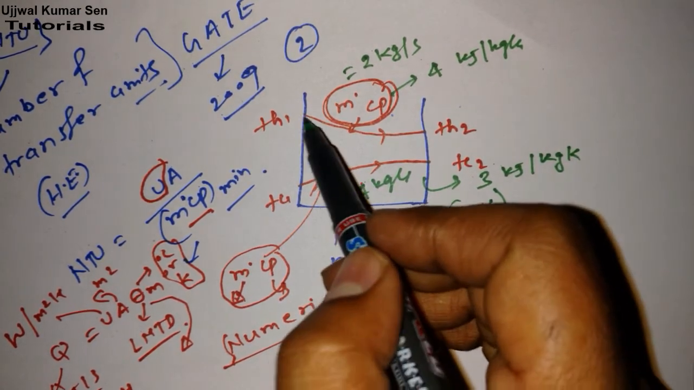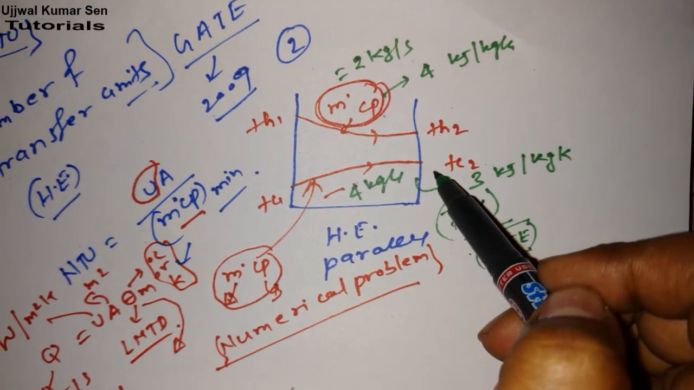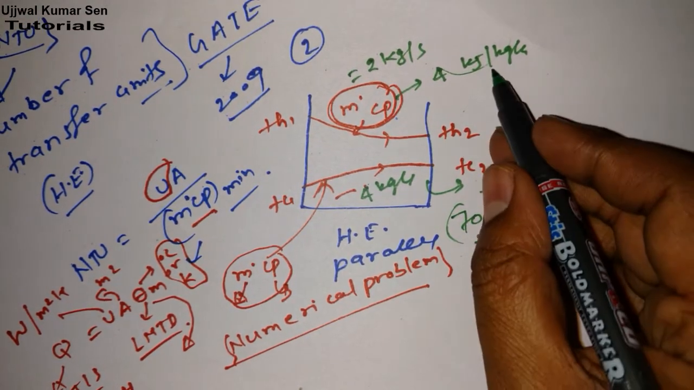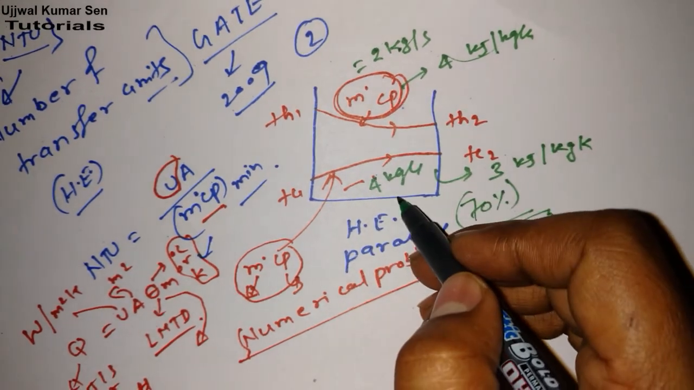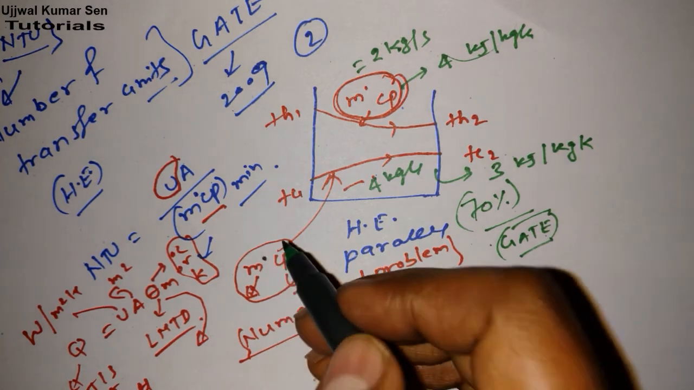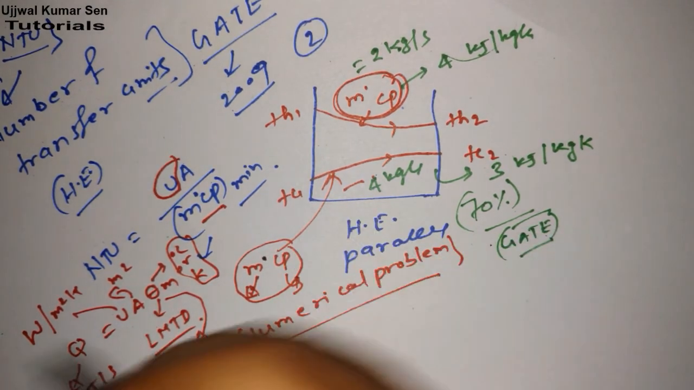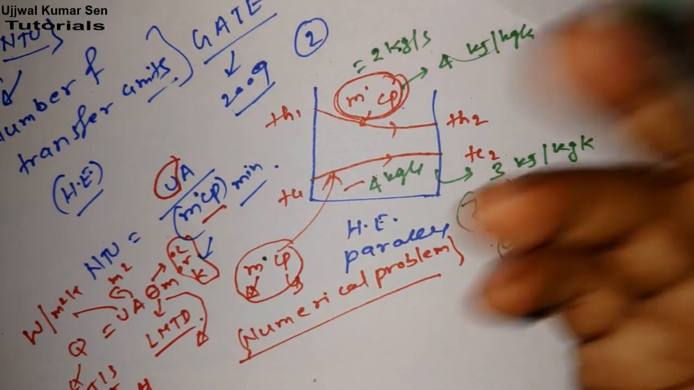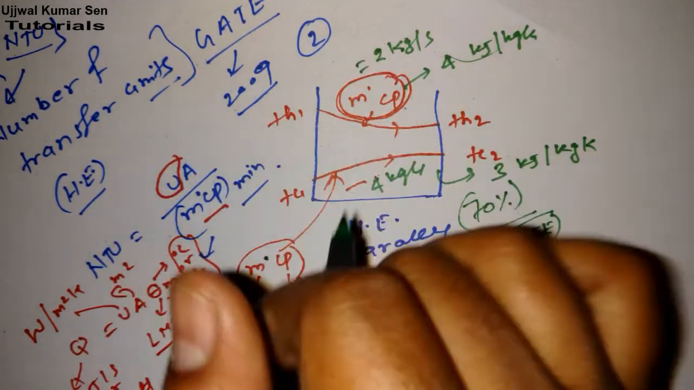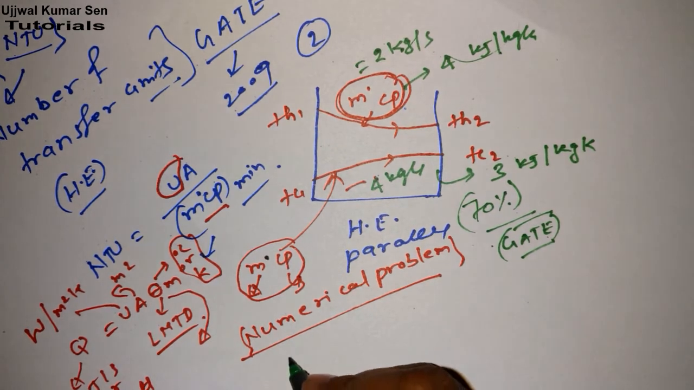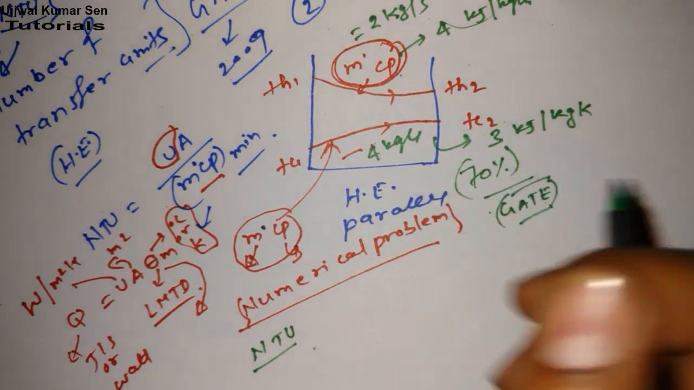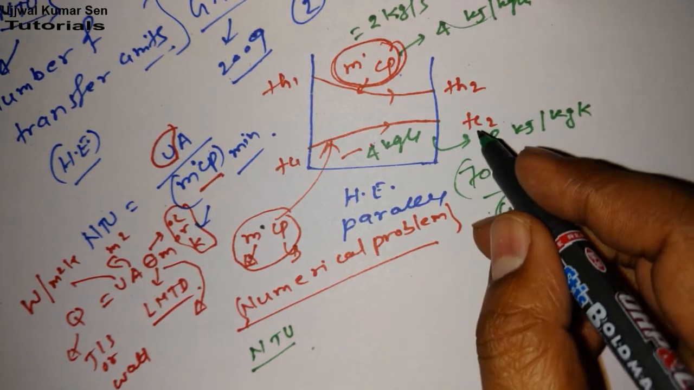They said the hot fluid is flowing like this and the cold fluid is flowing like this. Their values are this and this. So this is CP, this is CP, this is mass flow rate, and this is mass flow rate. That's why I have denoted here M dash. M dash means mass flow rate, meaning kg per second. It can also be gram per second if we are considering grams. Now suppose they said find out NTU for this parallel flow heat exchanger with these values.